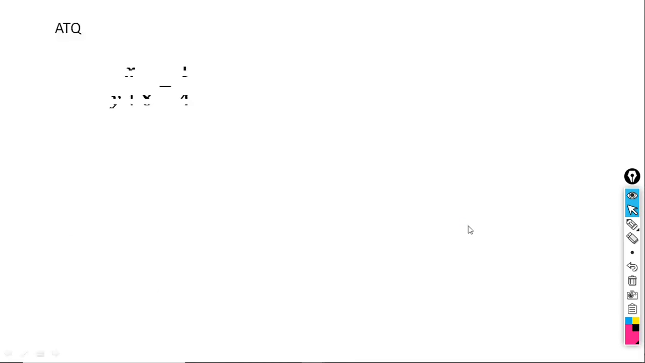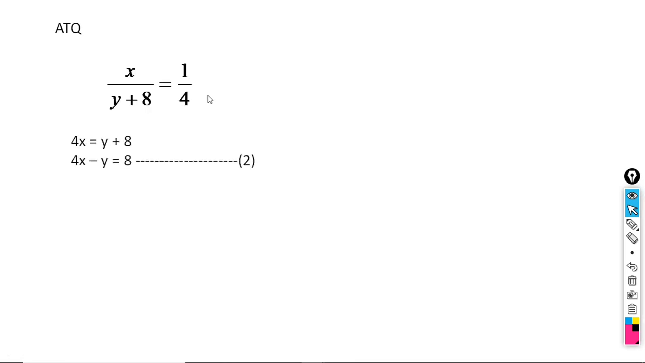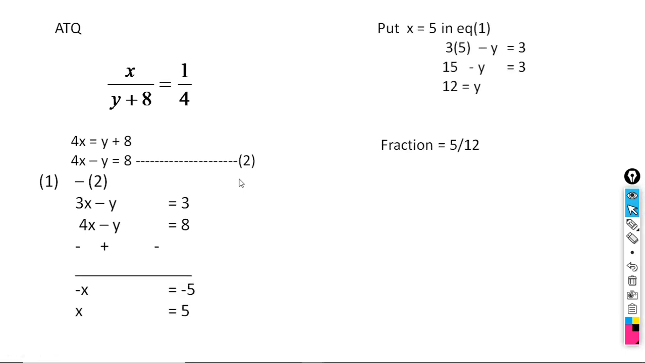Now in the second case, the statement given is that when we add 8 to the denominator it becomes 1 by 4. So we'll solve the second by cross multiplication. We get the two equations 1 and 2. By eliminating, you will find the value of x and y. x is 5 and y is equal to 12. So the fraction becomes 5 upon 12.